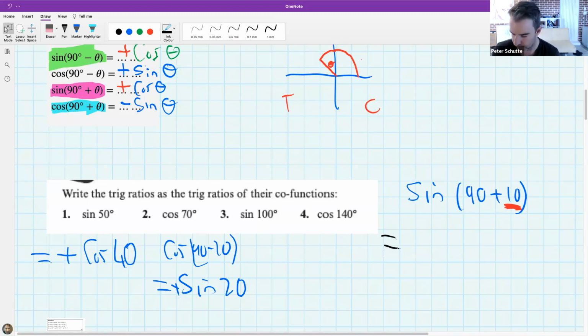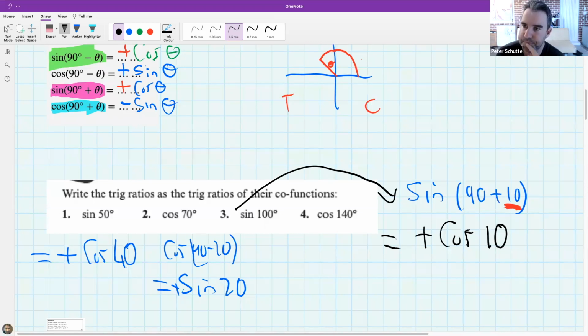So what's my answer for 3 going to be? I think 3 is in quadrant number 2, and sine is positive in quadrant number 2. So this should be positive. Then the co-ratio of sine is cos, and it should be plus cos 10 for number 3. So looks like that is making sense.